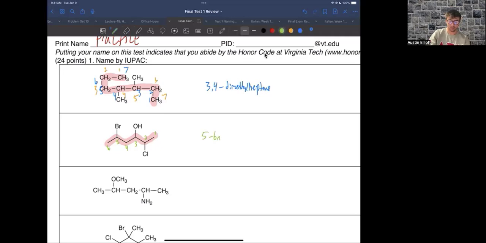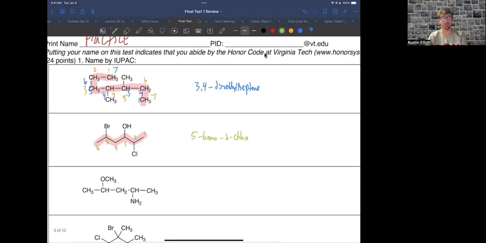5 bromo, and the bromo comes before the chloro just because of alphabetical order. The numbers do not matter. It's based on the alphabetical order when listing them in the name. And then our parent chain is hexane. But with our alcohol, it's going to be hexane. Drop the E, dash, 3, dash all.